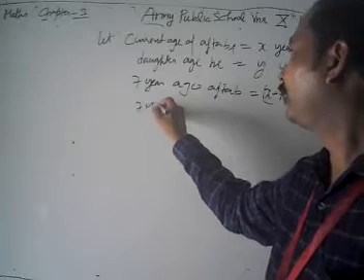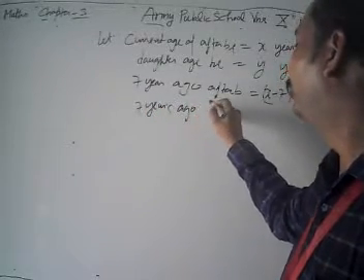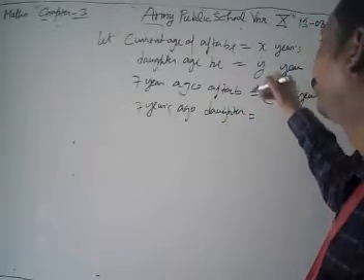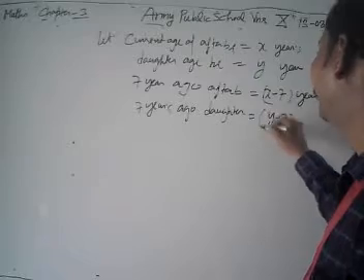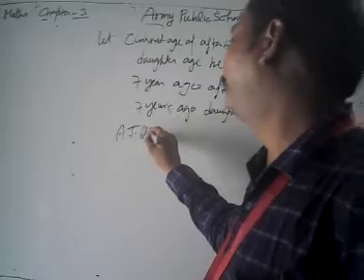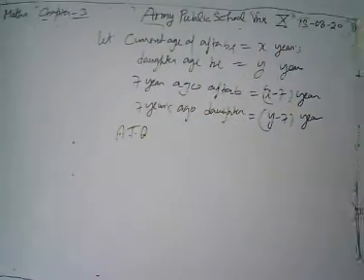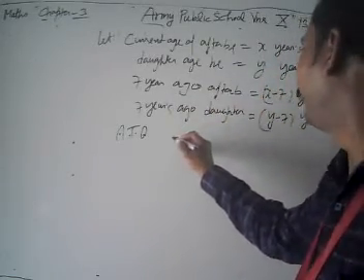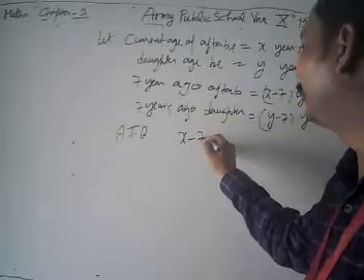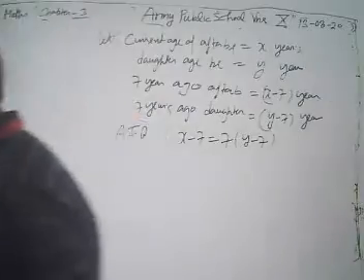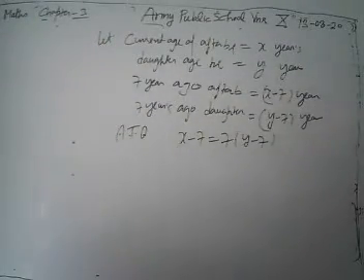Then 7 years ago, the daughter's age: she is now y years, so it is y minus 7 years. But what is the condition? According to the question, Aftab says he was 7 times his daughter's age at that time. Then we get the equation x minus 7 is equal to 7 times (y minus 7). This is the condition given by Aftab: 7 years back I was 7 times your age at that time.